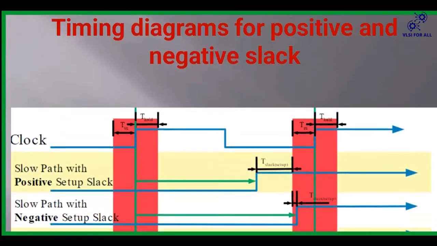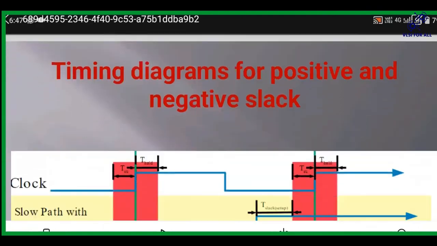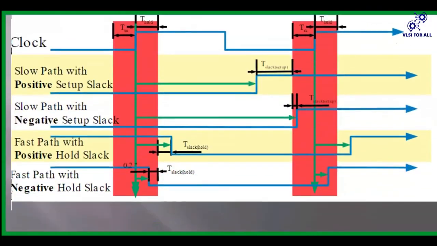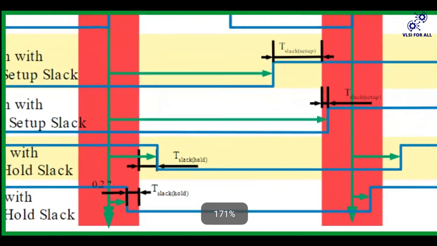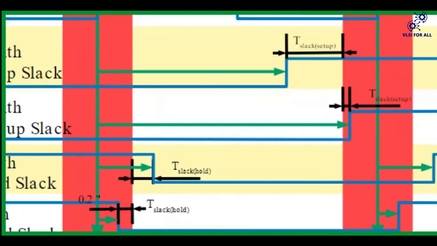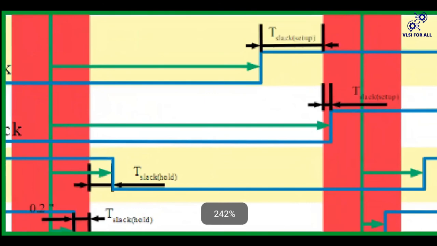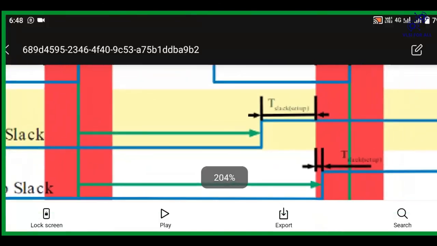Here you can see the timing diagram for the positive slack as well as the negative slack. Here is positive slack, setup slack. That means here we have a positive setup slack. This was the clock and this was the positive slack. Positive slack means the signal arrives before the required time. Here we can see the setup slack, where the signal should arrive till here, the black one. That means the signal arrived before the required time.